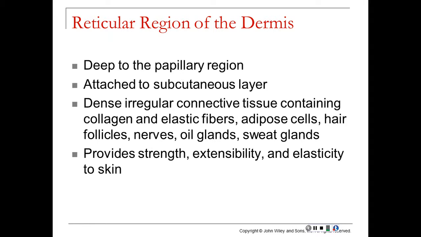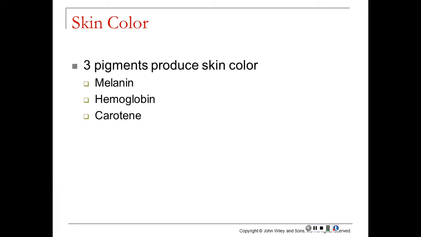The deeper reticular region of the dermis is attached to the subcutaneous layer. There's lots of dense, irregular connective tissue within this layer, as well as adipose cells. Hair follicles go into the reticular region. Oil glands and sweat glands all dip down into the reticular region as well. There's lots of strength and elasticity given to our skin because of the special dense, irregular connective tissue within this layer. Our skin color is produced by a ratio of various pigments.